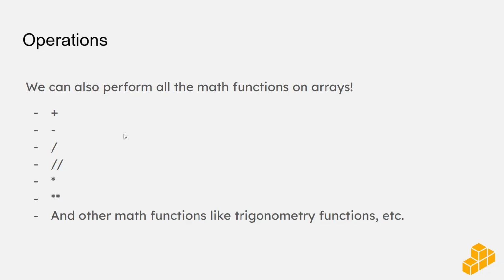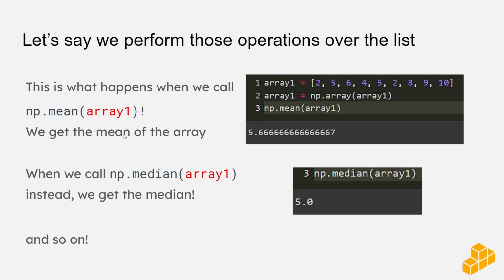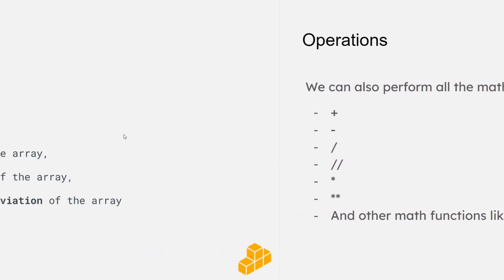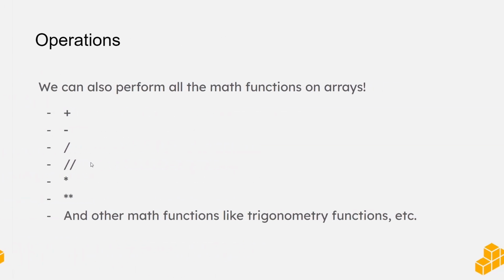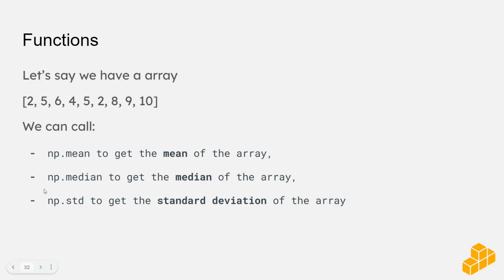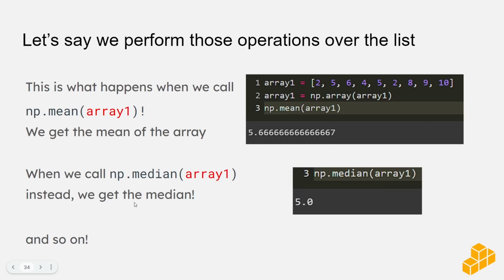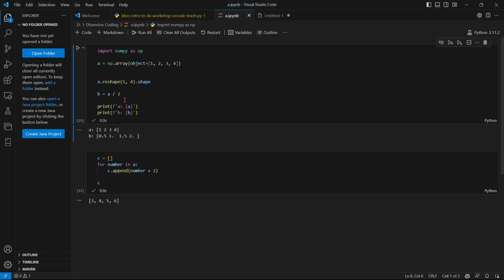Okay, moving on. So, there are also other statistical functions, right? So you can call mean to get the mean of the array, median to get, well, the median, and std to get the standard deviation of the array. So, in this example here, for example, I have a random list. Okay, maybe I'll just code it out.